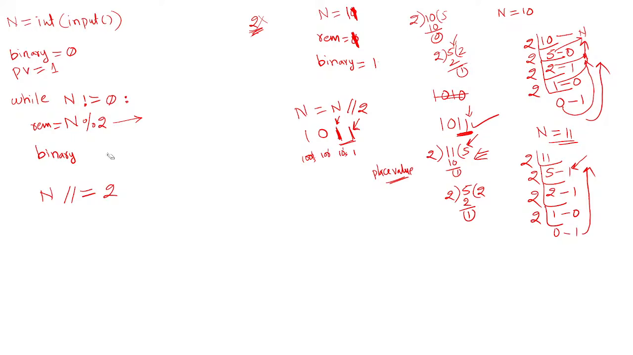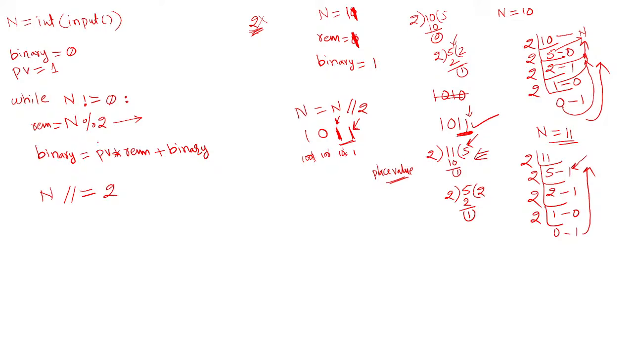This statement you should remove now. Okay, so then your binary value must be equal to place value multiplied by remainder, plus add it to the previous value of the binary. Okay, right.